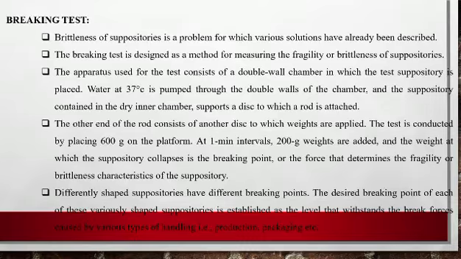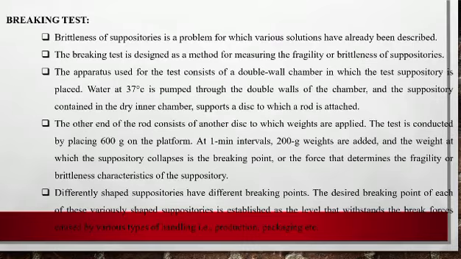So the breaking test is another evaluation test for suppositories. It is also known as the hardness test. It is mainly used to determine the mechanical strength of the suppositories, to ensure they can withstand handling, packaging, and transportation without any breaking. The major principle is that when the suppository is subjected to increasing weight or pressure until it breaks, the force required to break it indicates its strength.